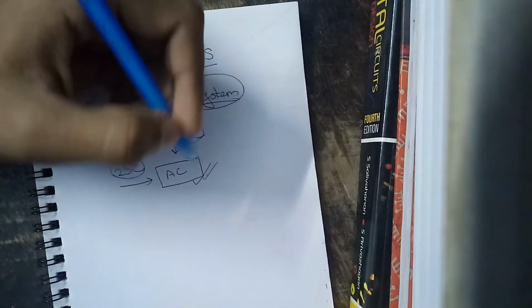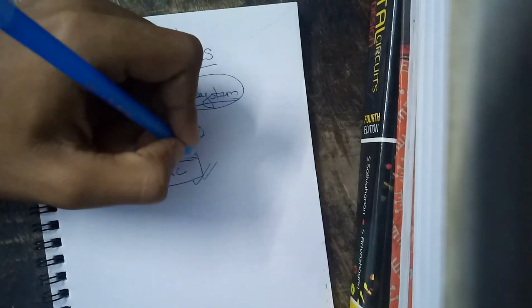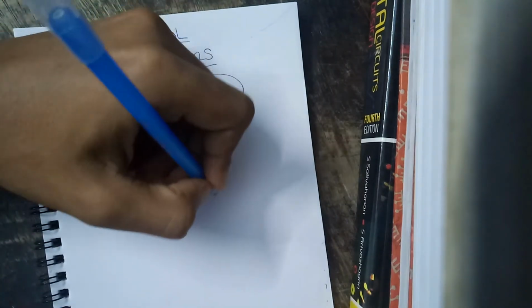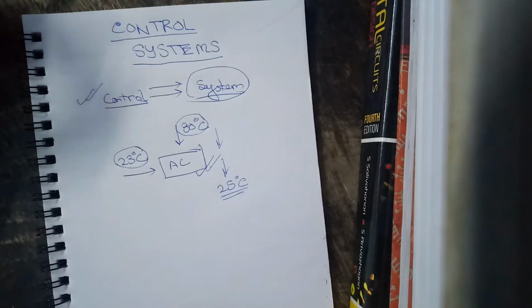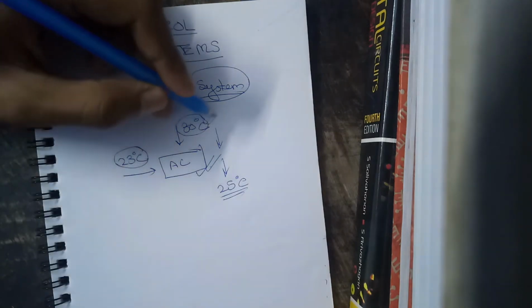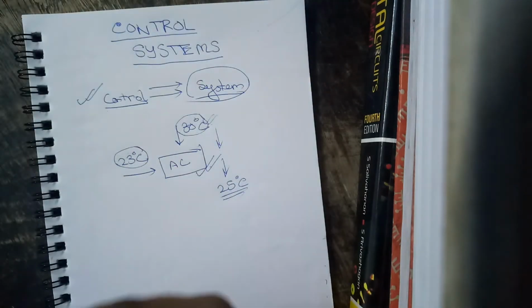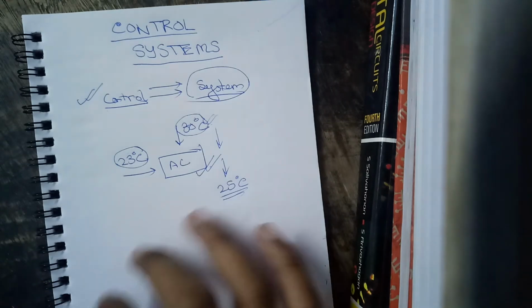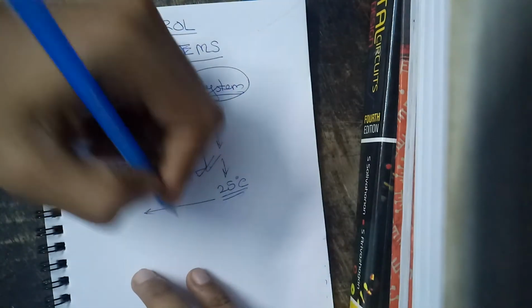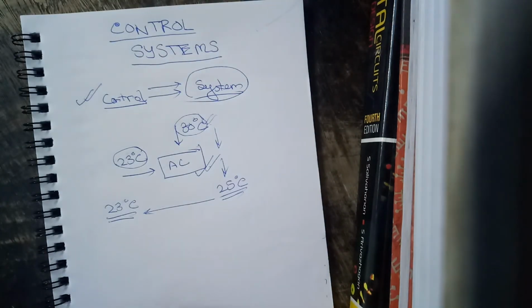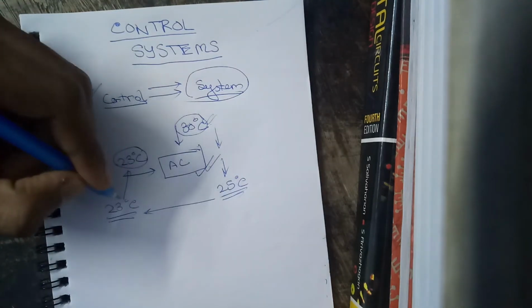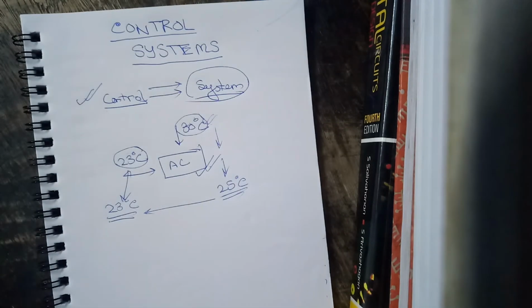It will cool the temperature, and slowly the temperature will come down to, suppose, 25 degrees Celsius. The AC that was working at 30 degrees Celsius, the compressor was working very powerfully at that time. When it has reached 25 degrees Celsius, almost near 23 degrees Celsius, the compressor would not work as much as it was working at 30 degrees Celsius, because the difference between the desired and the actual value is almost equal to zero at that point of time.